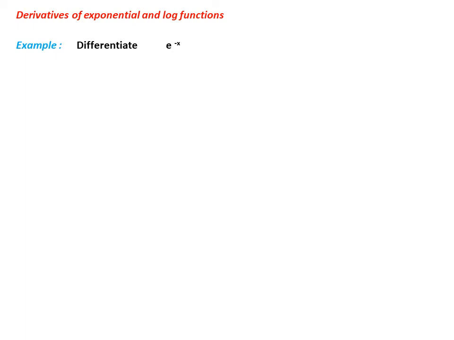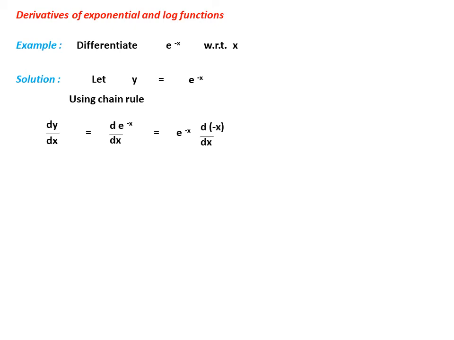For example, differentiate e power minus x. Now look at the function e power minus x; it can be taken as a composite function. So let us see how we can differentiate. Let us take y equals e power minus x. Therefore, using chain rule, dy by dx equals d by dx of e power minus x. This is e power minus x into, we have to differentiate minus x, so it is minus 1. Therefore, e power minus x into minus 1, so it is minus e power minus x. So this is the first one.